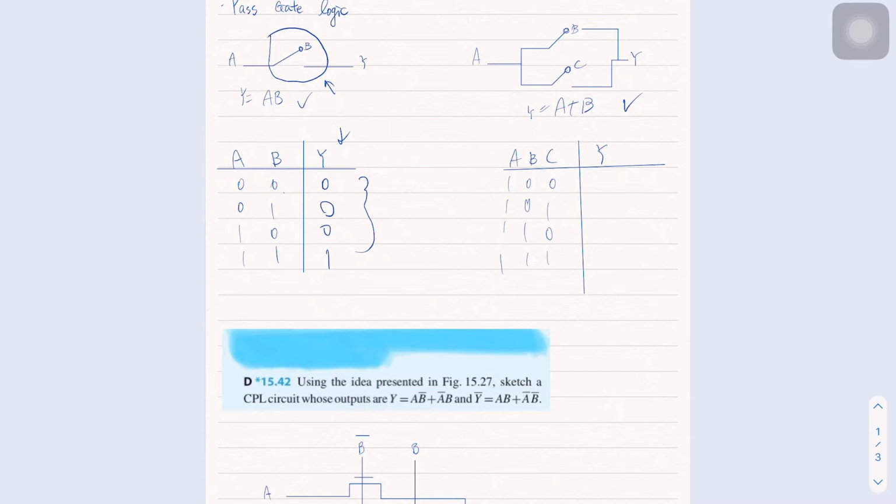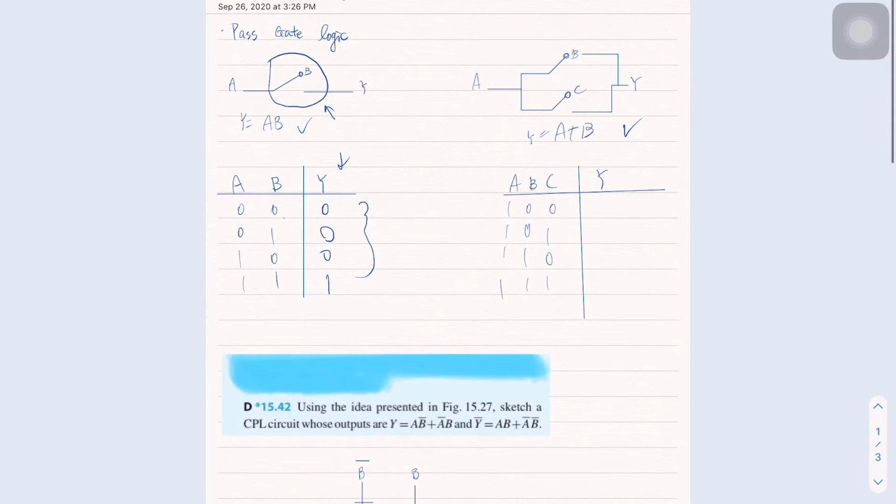Same thing for the OR gate. If B and C are 0, that means there's no connection at all. That means no matter what value A is, there's no way that it can pass through to Y. So therefore, if B and C are both 0, Y will be 0 no matter what. And if either B or C is 1, then we could look at the value of A and decide what value Y will be.